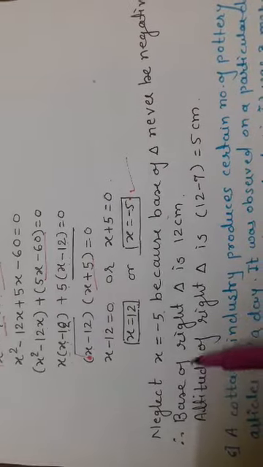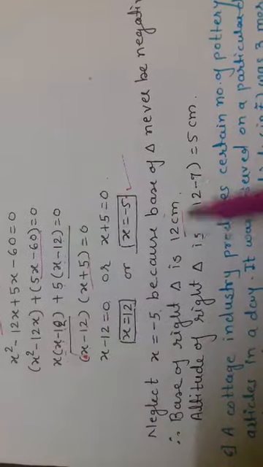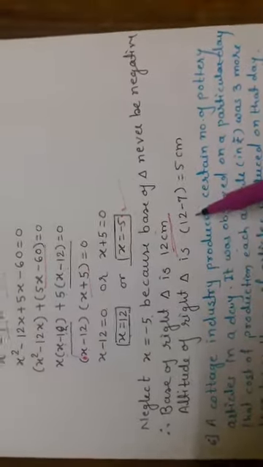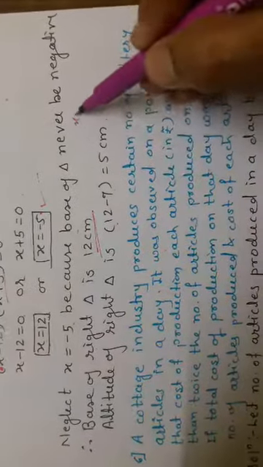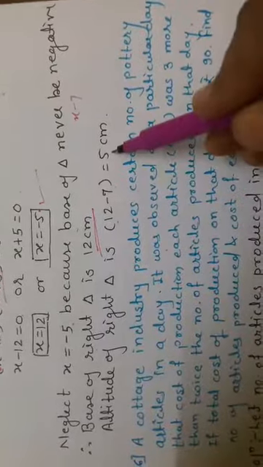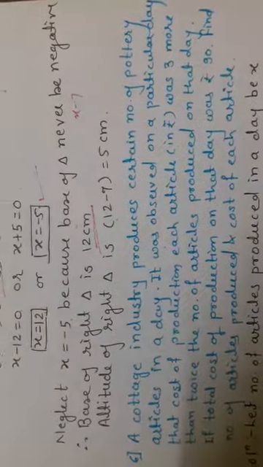So what we get is that the base of the right triangle is 12 centimeter. And the altitude of the right triangle is 12 minus 7, that is, we had taken x minus 7, that's why 12 minus 7 means 5 centimeter.